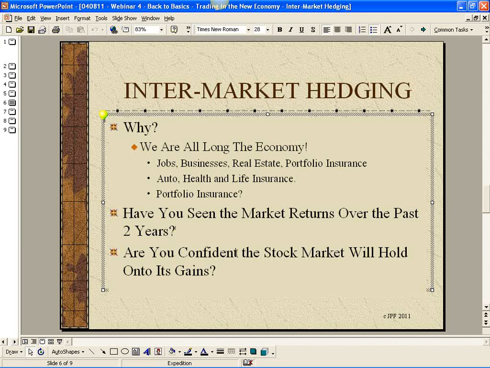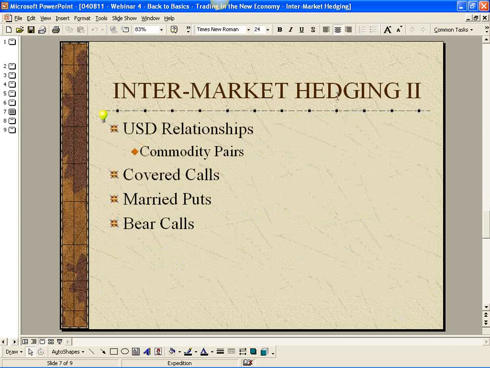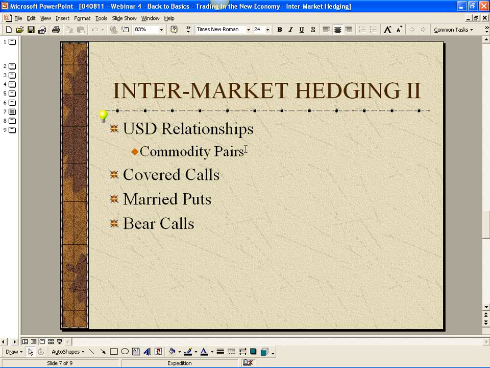So that's basically the question. Are you confident the stock market will hold on to its gains? Maybe it gets way better. We don't know. So there's that intermarket hedging, U.S. dollar relationships, understanding commodity pairs. The gold and the Australian and U.S. dollar pair are exactly the same.